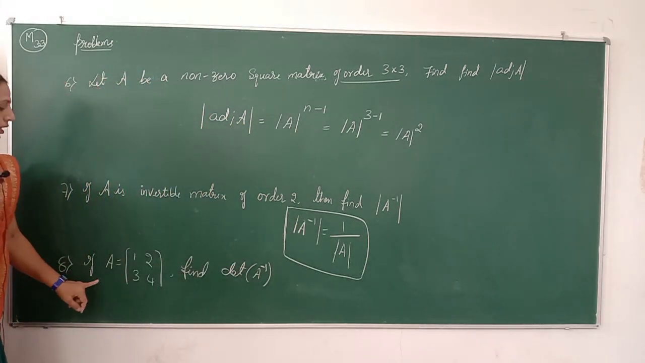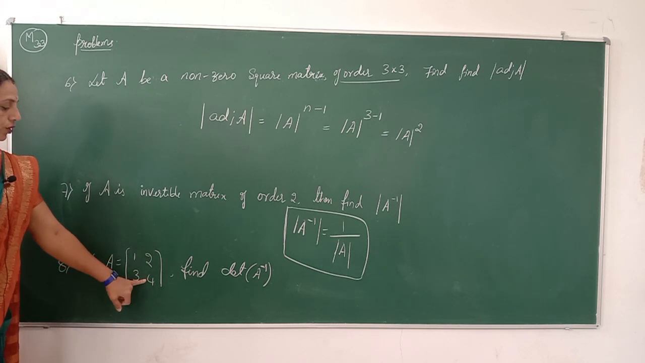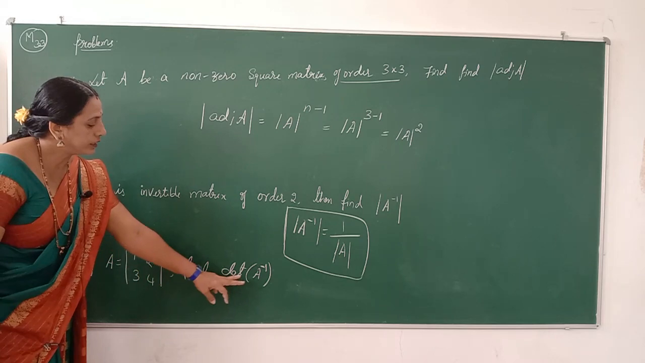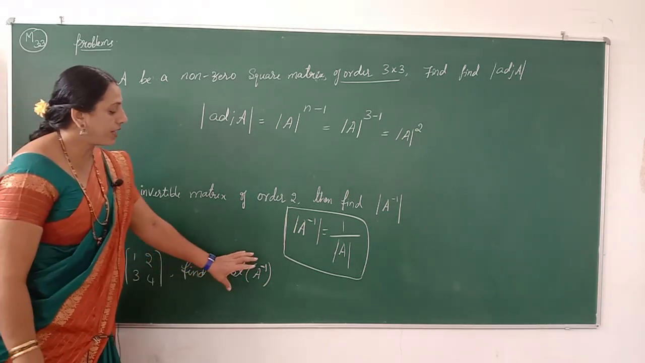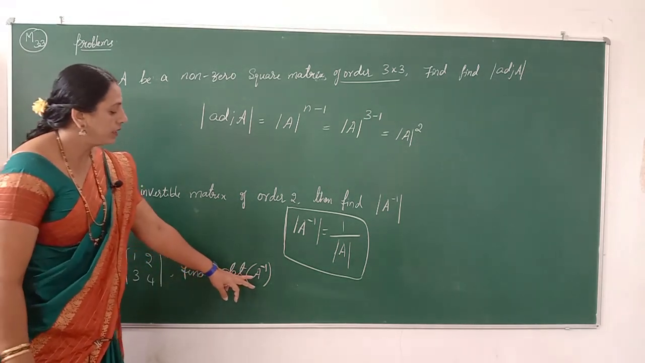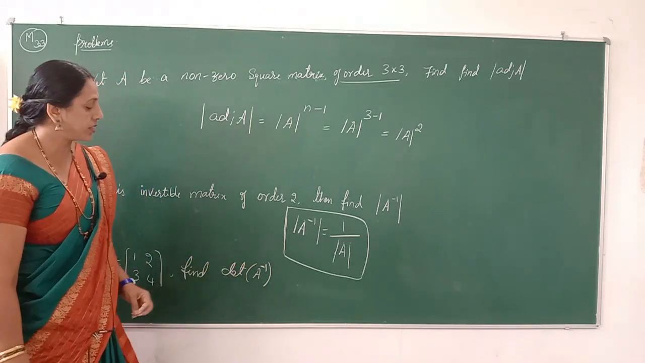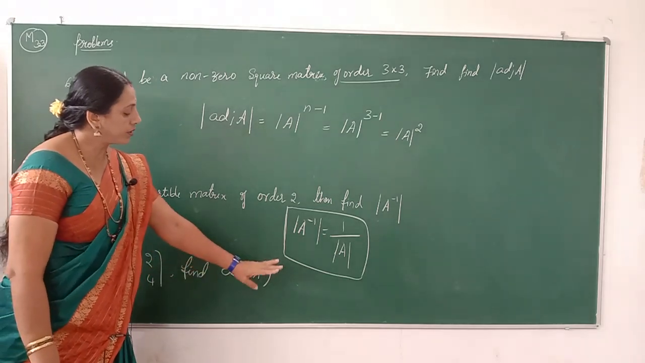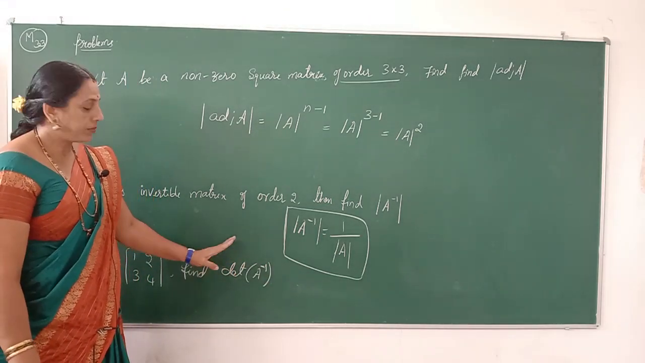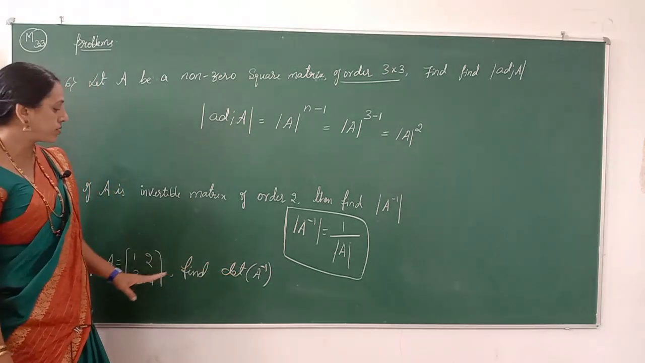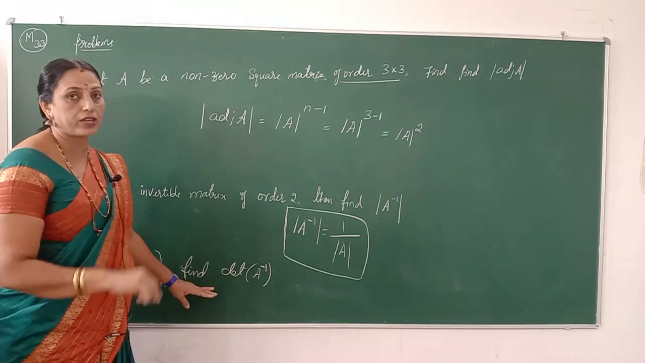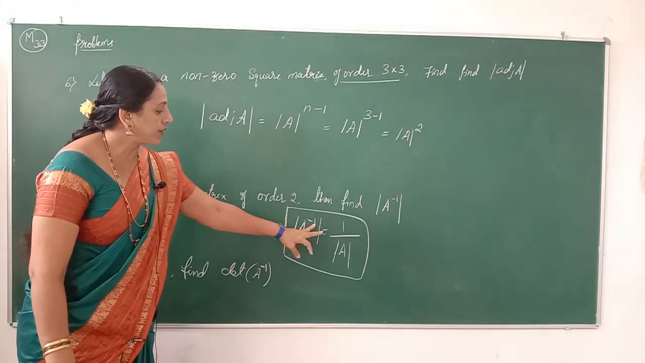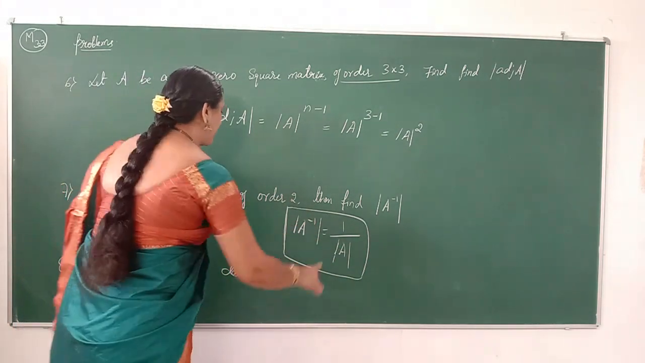Now next one is, if A is equal to 1, 2, 3, 4, it's a 2 cross 2 matrix. Now find the determinant of A inverse. One method is possible: first find the elements of A inverse. A inverse is nothing but 1 over determinant of A into adjoint of A. After that we'll find the value of the determinant. But it's not necessary to use this procedure, because it's a 1 mark question in our examination. Therefore, by using the formula, determinant of A inverse is nothing but 1 over determinant of A.